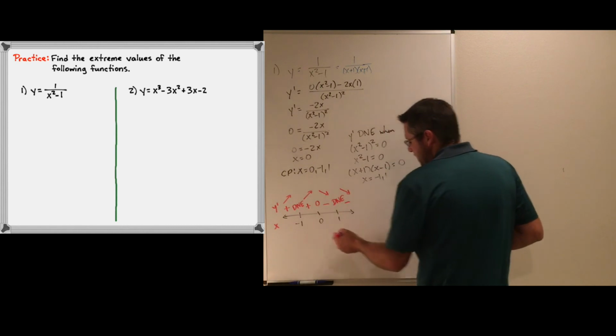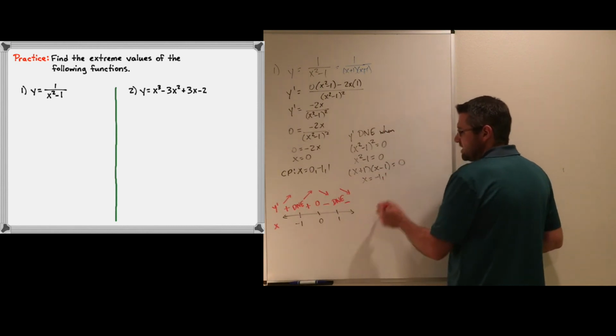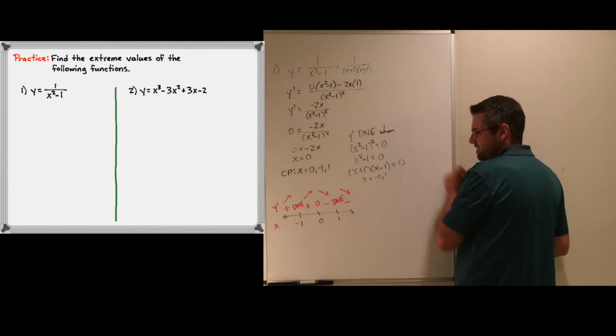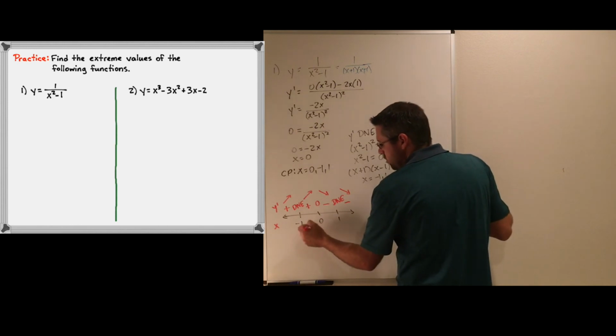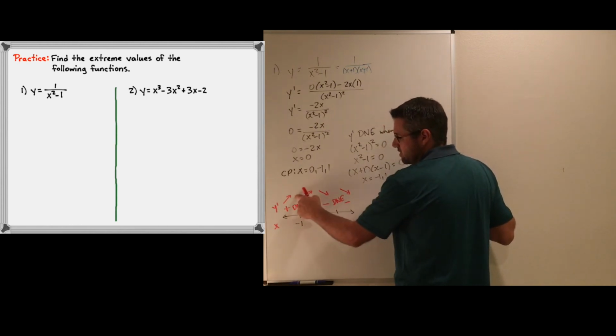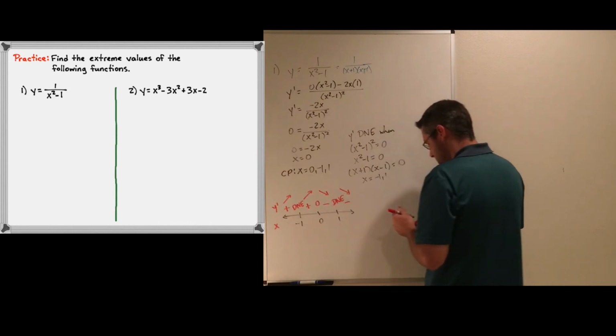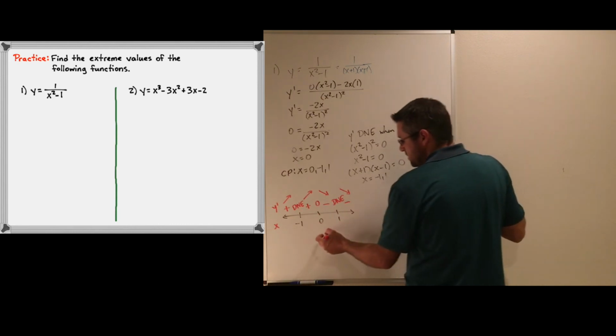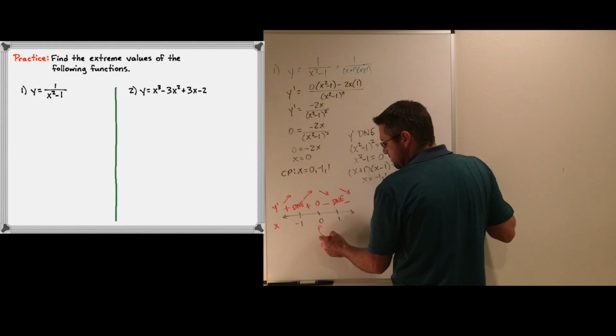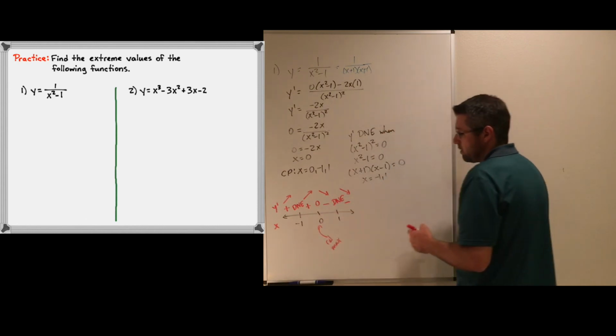But what do we notice here? We have the function increasing, then it's increasing, and then it's decreasing and decreasing. So there is no relative extrema here because the derivative didn't change signs. There is one here. This is going to be a relative maximum. And then there isn't one there.